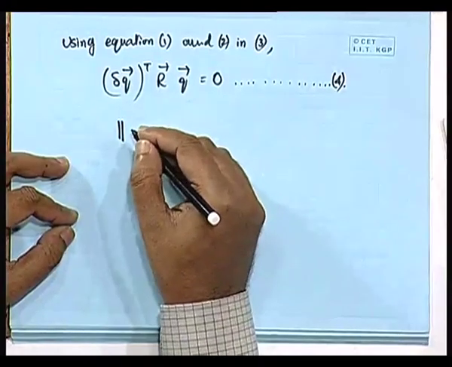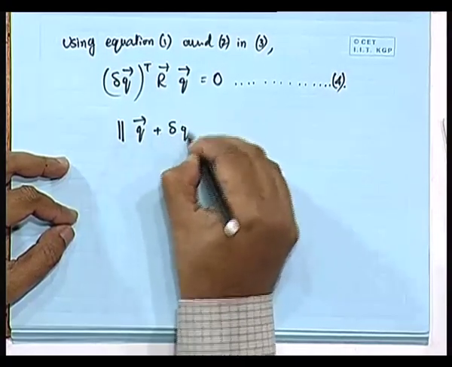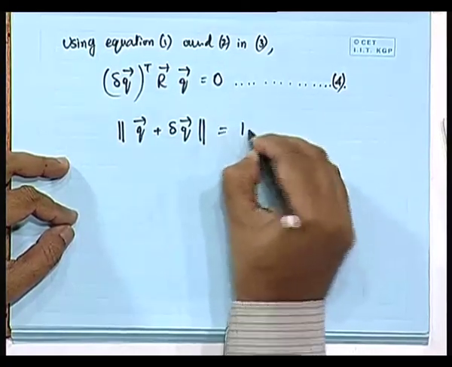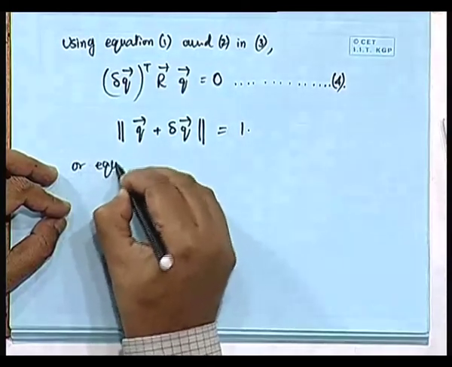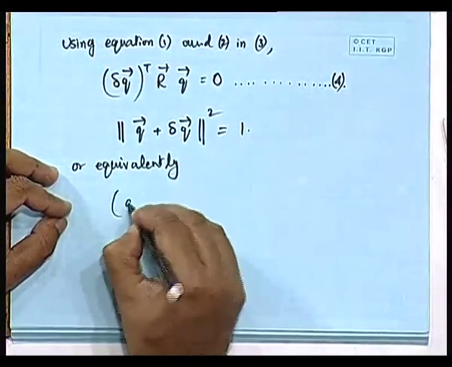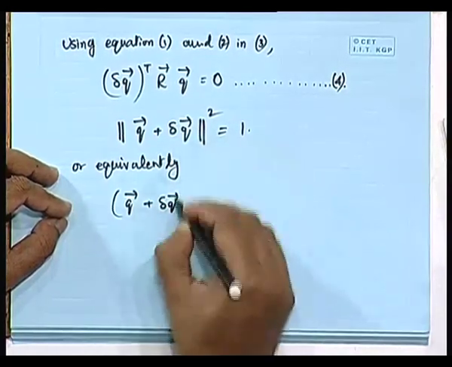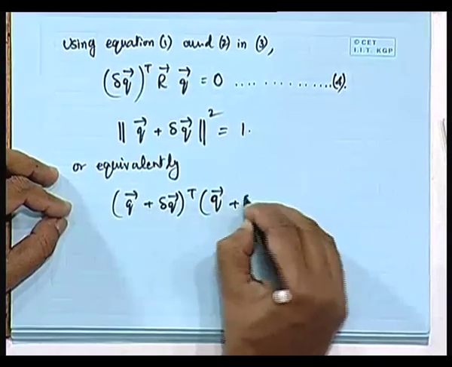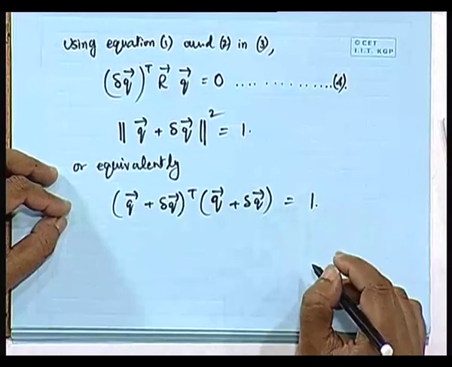Now, one constraint that will always be followed is that because we have assumed q to be a unit vector, even after perturbation it has to remain a unit vector. So the Euclidean norm of q plus delta q should be equal to 1, or equivalently we can express it as the squared norm equal to 1. In that case, q plus delta q transpose times q plus delta q should be equal to 1.